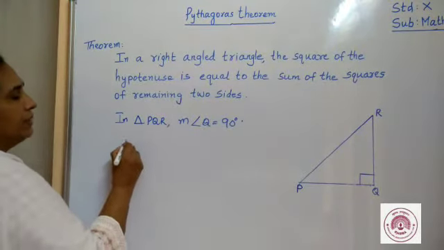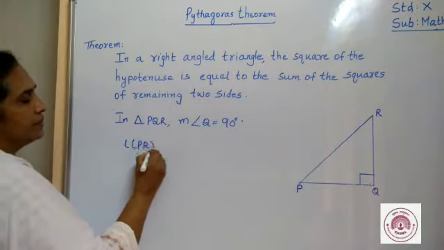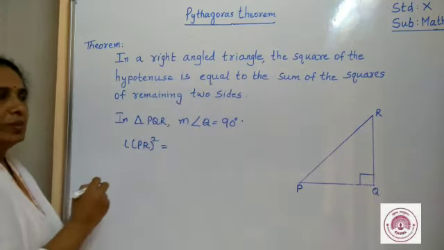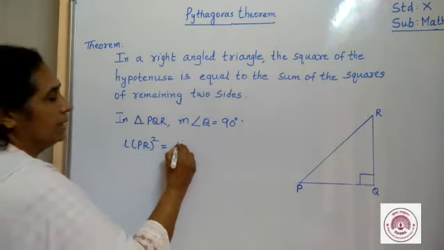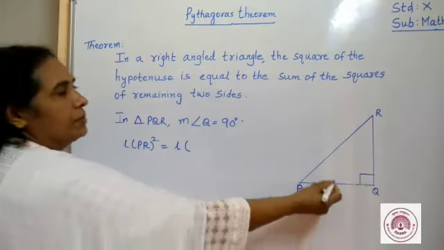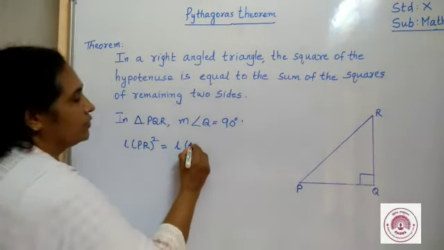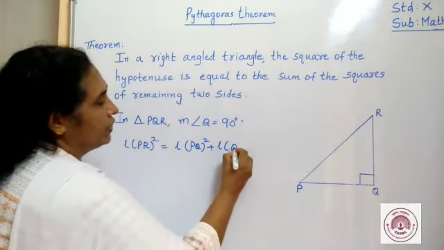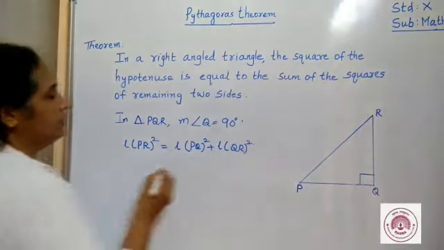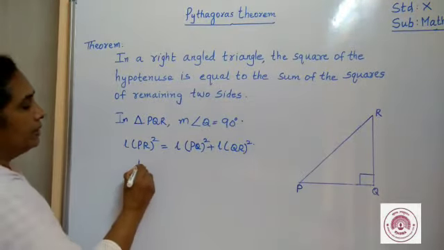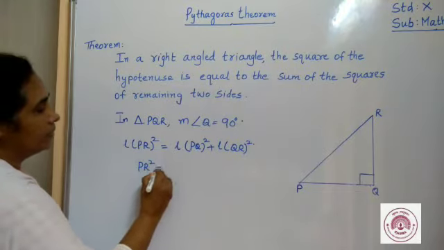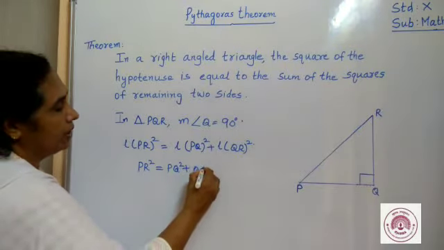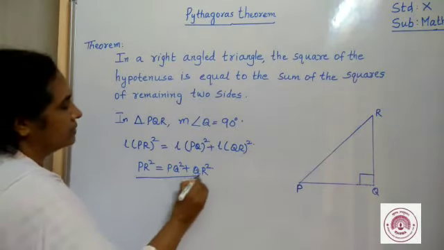Therefore, the length of PR square, the square of the hypotenuse, is equal to the sum of the squares of the remaining two sides. That is, the lengths of the remaining two sides are PQ and QR. Length of PQ square plus length of QR square. So this can be written as PR square is equal to PQ square plus QR square.